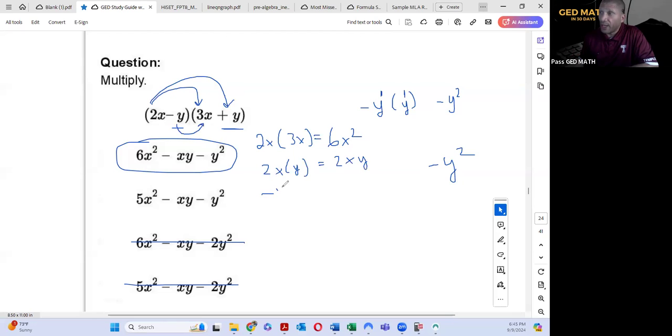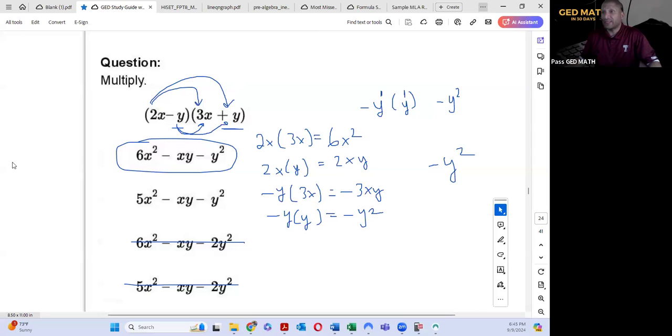So minus y times 3x. A minus times a positive is a negative 3, and bring along the xy. But we got to put them in that alphabetical order. Remember, we got to have a certain order. So it's highest degree in alphabetical order. And then minus y times plus y is minus y squared. We already did that, but I'll do it again.